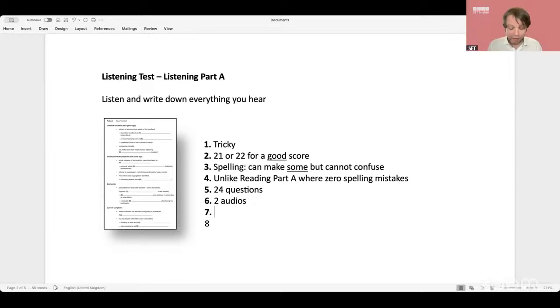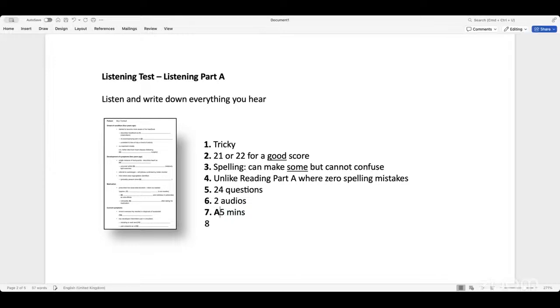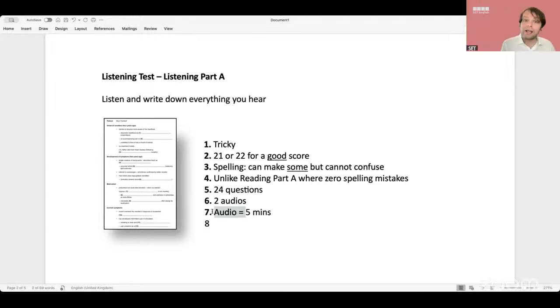What is 5 minutes? Each audio. Approximately 5 minutes, yeah. That's exactly right. Guys, I wrote this down. That was the next point. Well done, Elif. Helen, what was point 8?